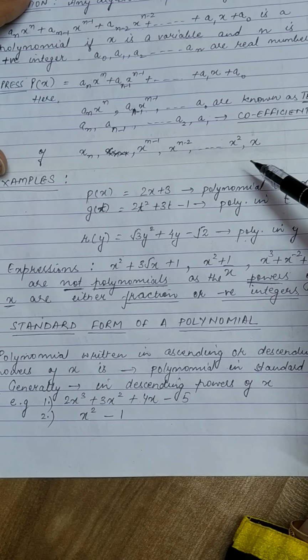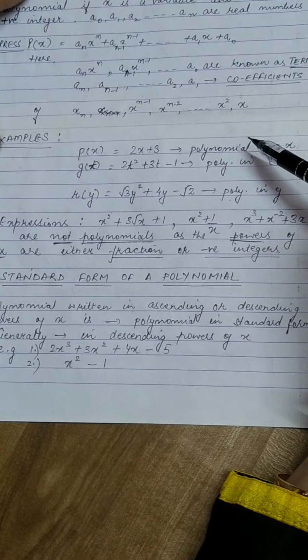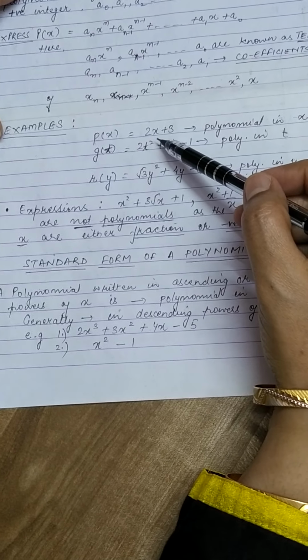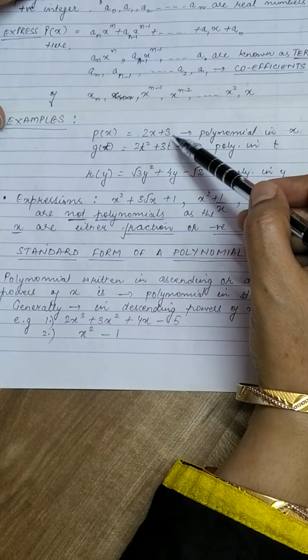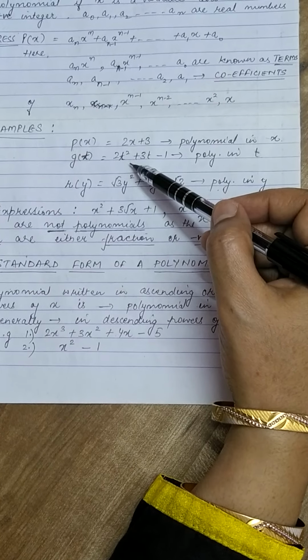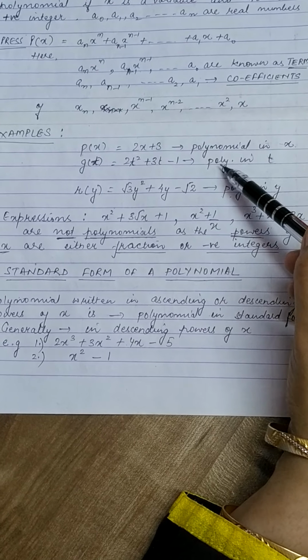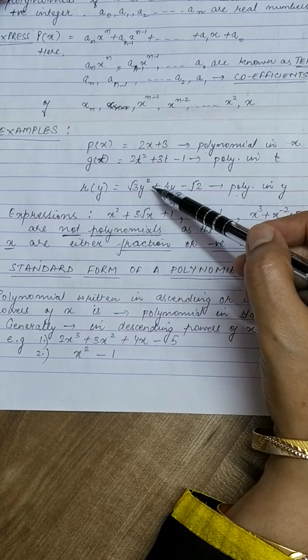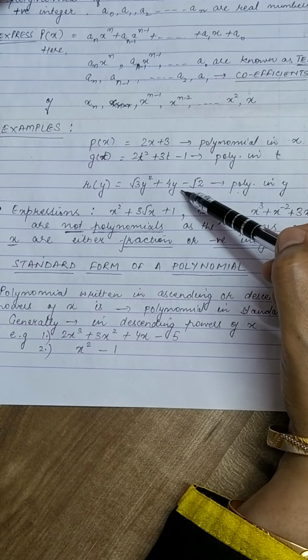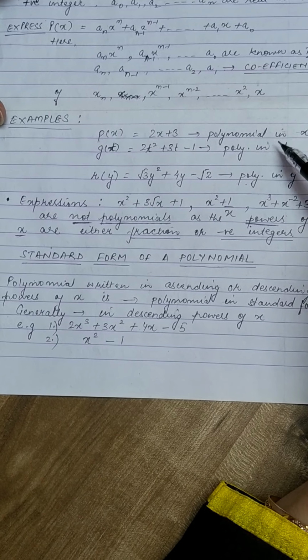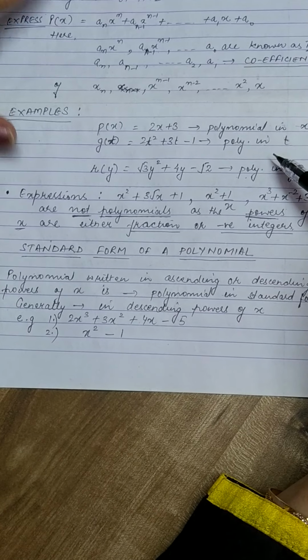If you go with the example, how will we express it? A polynomial like p(x), if it is written as 2x plus 3, it's a polynomial in x. g(t) equal to 2t square plus 3t minus 1, it's a polynomial in t. r(y), which is equal to root 3 y square plus 4y minus under root 2, it's a polynomial in y. So these are the examples of a polynomial.